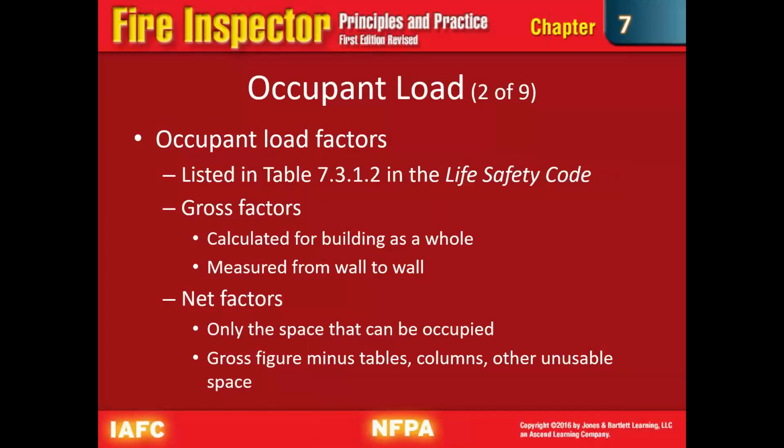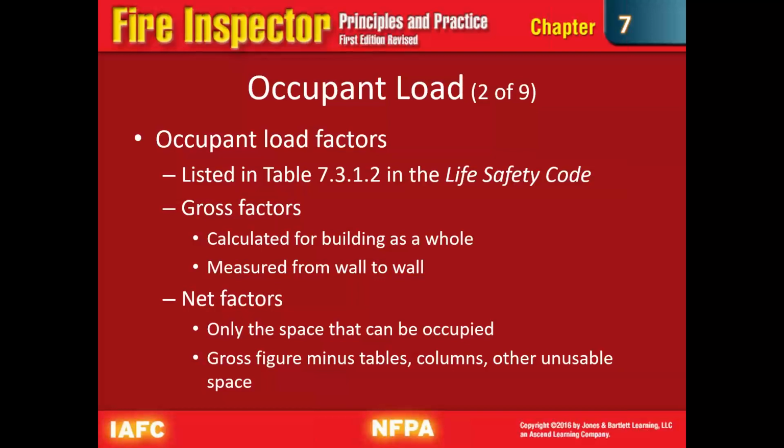All right, your occupancy load factors are listed in Table 7.3.1.2 in the Life Safety Code. In the IFC, it's listed in Chapter 10. You have your gross factors and your net factors. Your gross factor is calculated for the building as a whole, and that's your measurements from wall to wall. Your net factor is only the spaces that can be occupied.